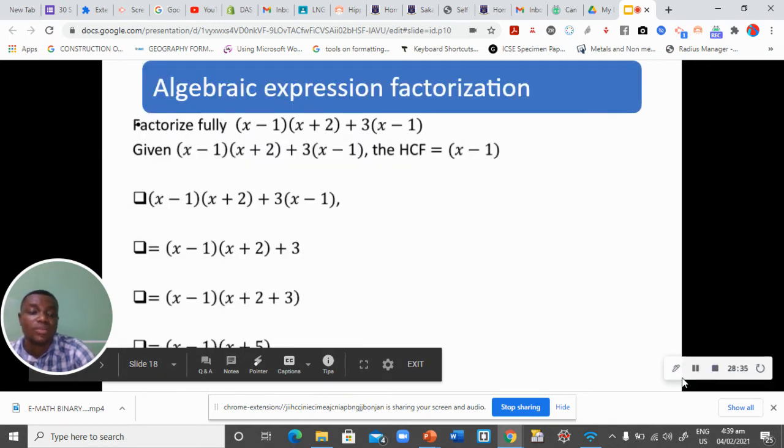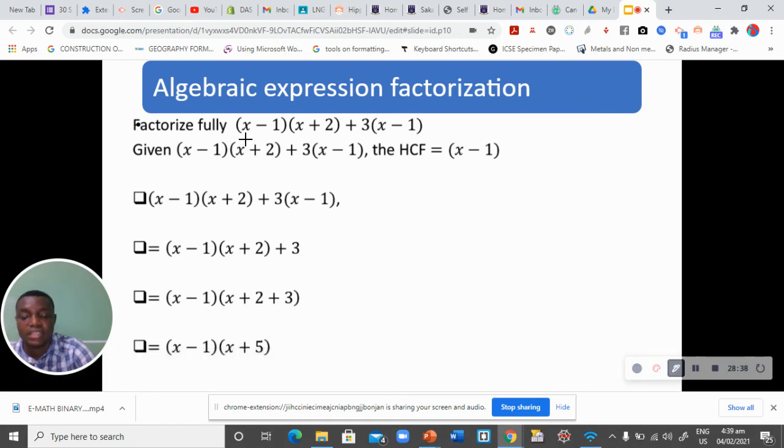So now, suppose we have this to factorize: (x minus 1)(x plus 2) plus 3 times (x minus 1). If you look at this expression, x minus 1 is here, x minus 1 is here. So the common factor will be x minus 1, which we take out first. The remaining ones are x plus 2, then 3. So don't expand. You just pick x minus 1.